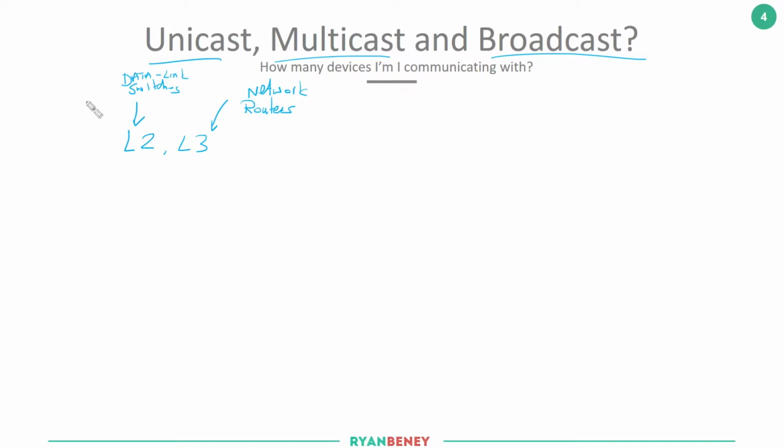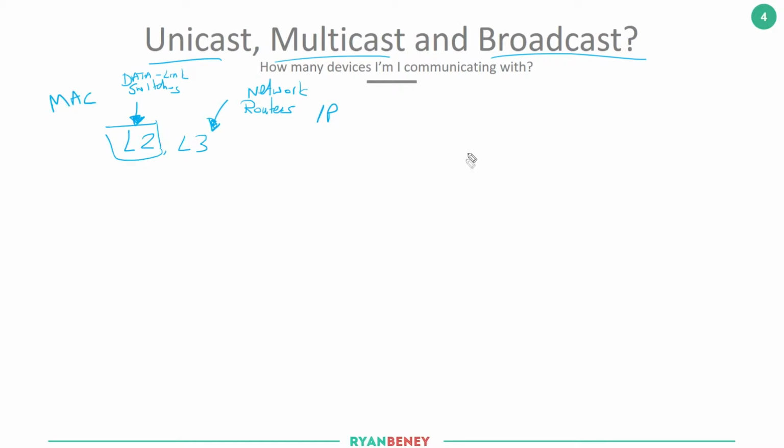Now, layer 2 uses MAC addresses for communication, and layer 3 uses IP addresses for communication. In the next couple of videos we'll discuss IP addressing and MAC addresses in a bit more detail, but for now we're going to have a high level view of what the different types of messaging like Unicast, Multicast, and Broadcast allow us to do.